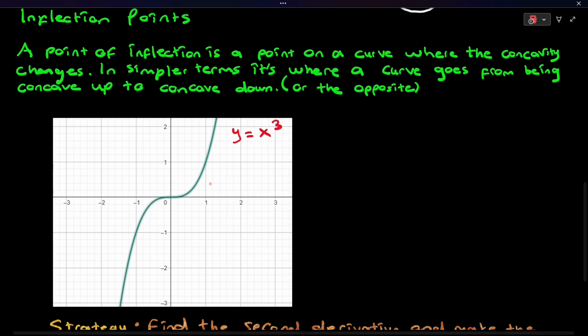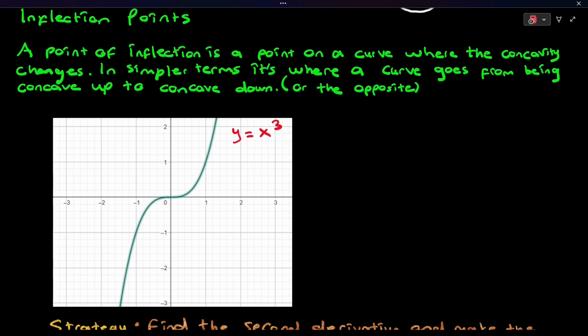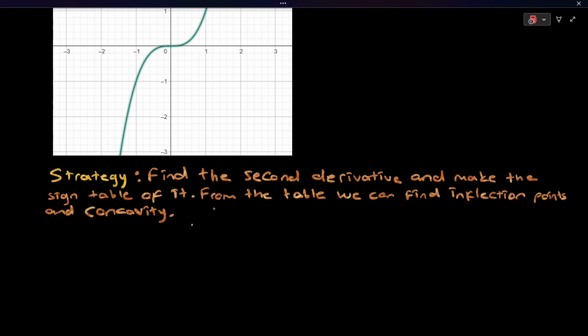It is really nice that we have the graph for this function, but sometimes we will not have the graph, and what will we do? We will apply the second derivative theorem. Find the second derivative and make the sign table of it. From the table, we can find inflection points and concavity.